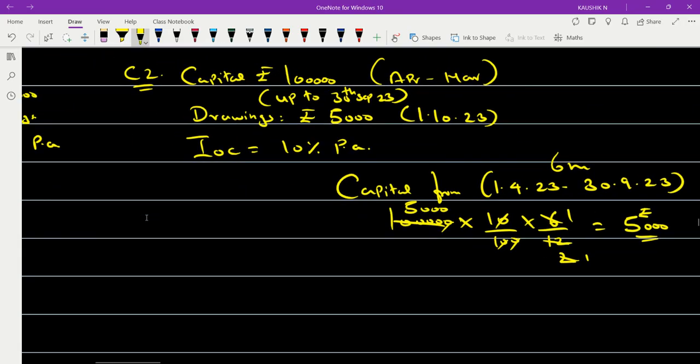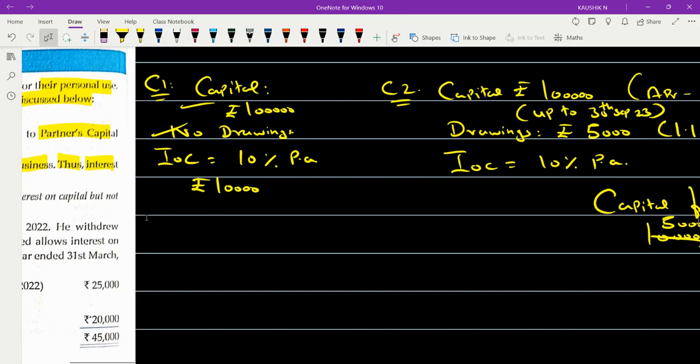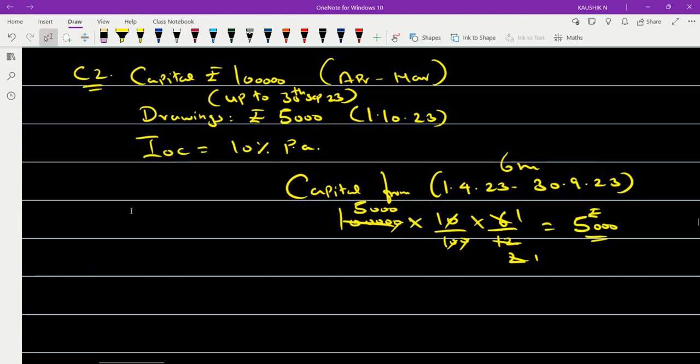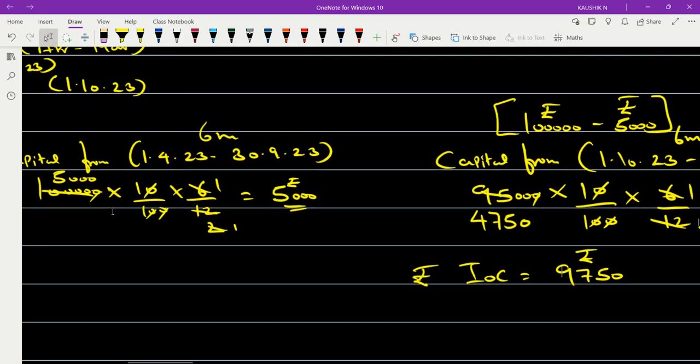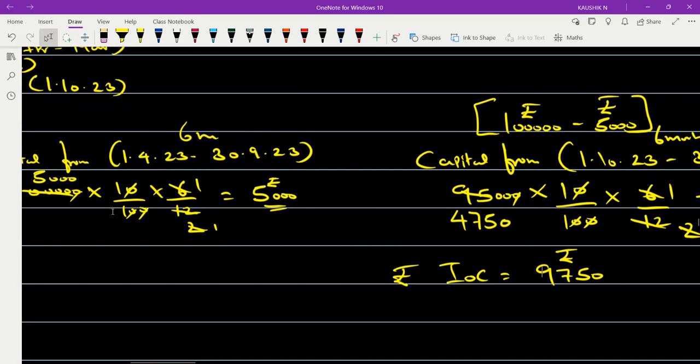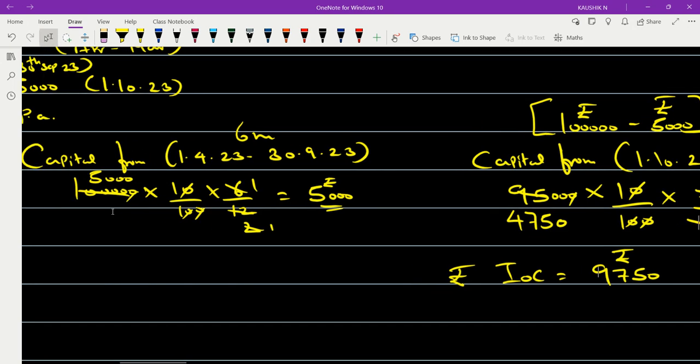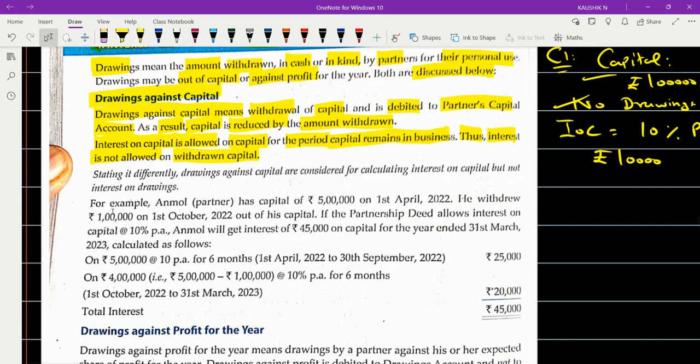So in case one, if you don't do any drawings, you are getting 10,000 rupees as your interest on capital. Whereas in case two, when you have done some withdrawal from the capital, that is reducing your interest amount. In this case, it has reduced your interest amount by rupees 250 on the whole. Able to understand how to find your interest on capital when there is a drawings, and how to divide it, get the values and add them? Any doubt in this?